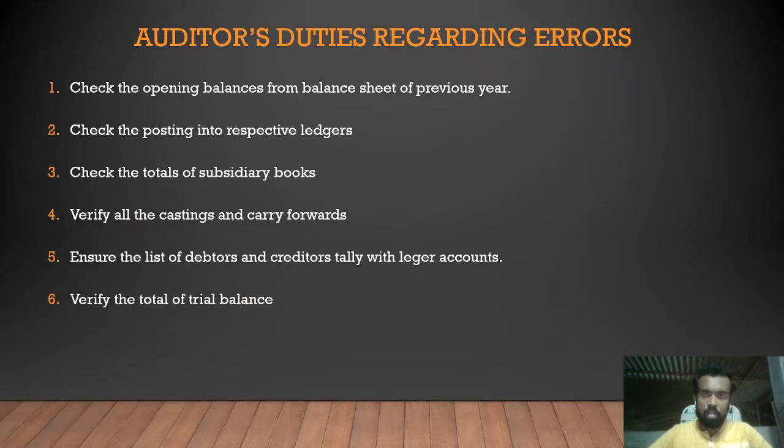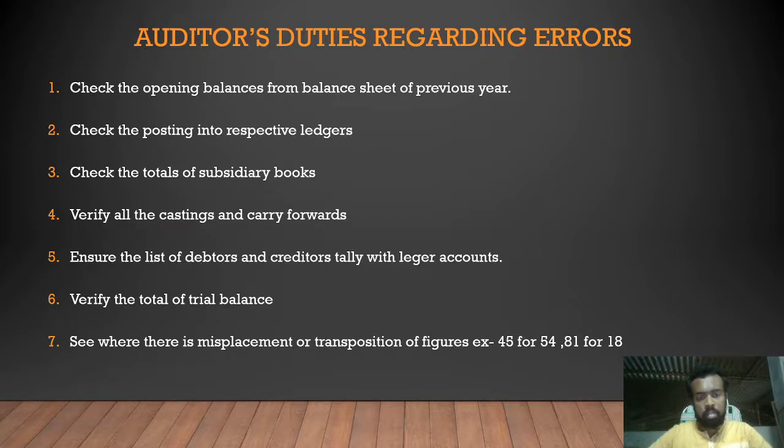Verify the total of the trial balance. Again, the trial balance has to be tallied, that is, debtor side and creditor side. If there is any difference between debit side and credit side, then that trial balance is not authenticated at all. See whether there is a misplacement or transposition of figures, that is 54 to 45, 81 to 18, maybe by mistake I have written 18. There may be chances of such errors, but auditors should not neglect them, as the figures may be in thousands or lakhs also.